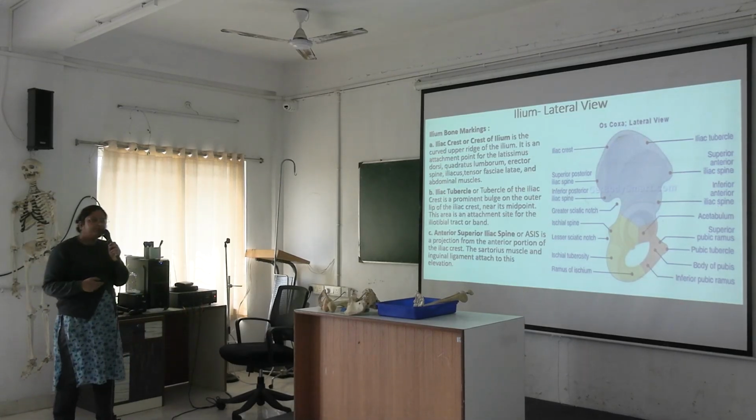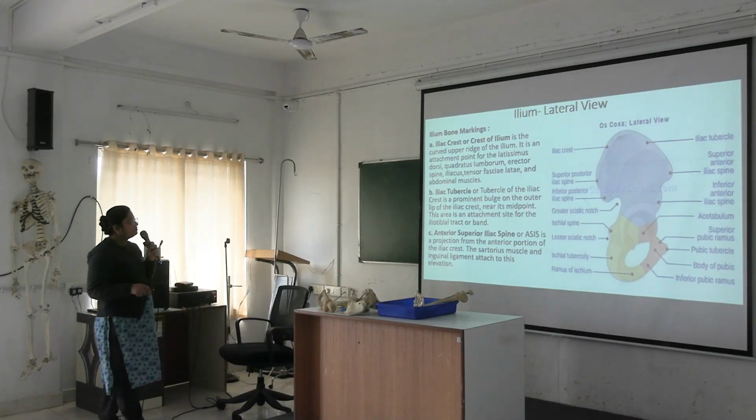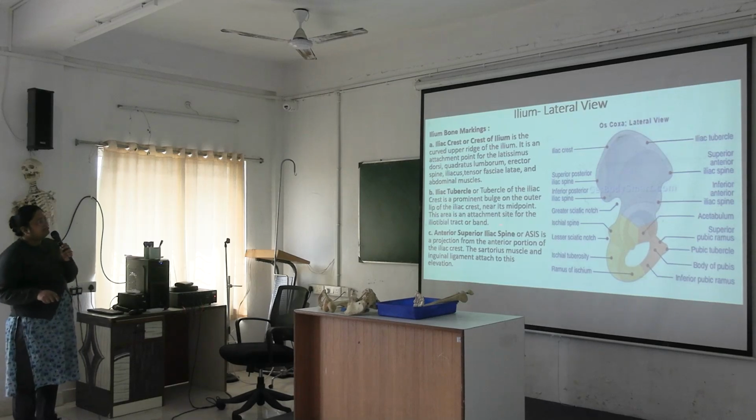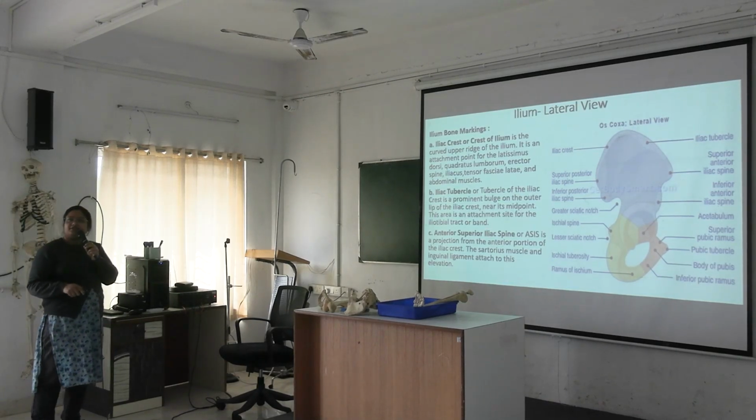This is also asked in your viva. Tubercle of the iliac crest: it is a prominent bulge on the outer lip of the iliac crest near its midpoint, and this area is an attachment site for the iliotibial tract or iliotibial band.